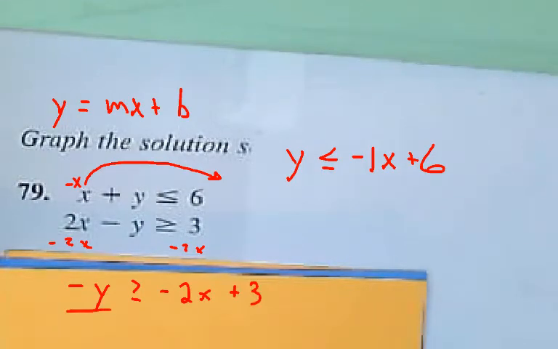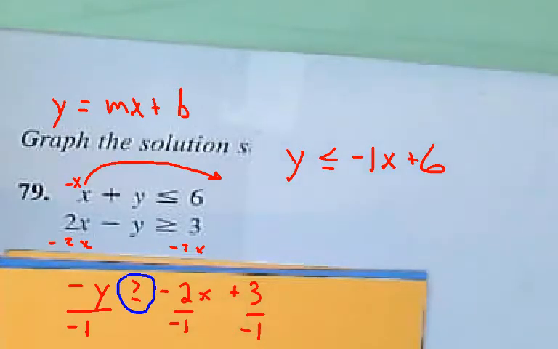Now I have to divide. I have to get rid of the negative. I can't graph negative y. I have to graph positive y. So I'm going to divide by negative 1. So I divide everything by negative 1, right? And if you remember back in Algebra 1, we learned that when we divide by a negative, this sign changes to the other direction.